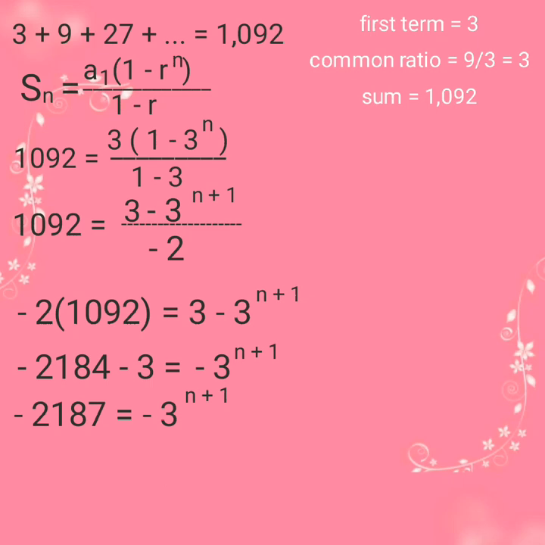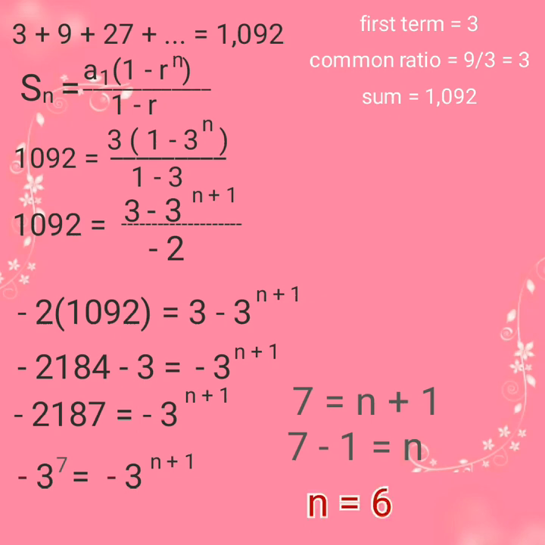Negative 2,187 is equivalent to negative 3 raised to 7. The working equation is negative 3 raised to 7 is equal to negative 3 raised to n plus 1. To solve for n, we have n is equal to 7 minus 1. And 7 minus 1 is equal to 6. Therefore, the number of terms to have a sum of 1,092 is 6.